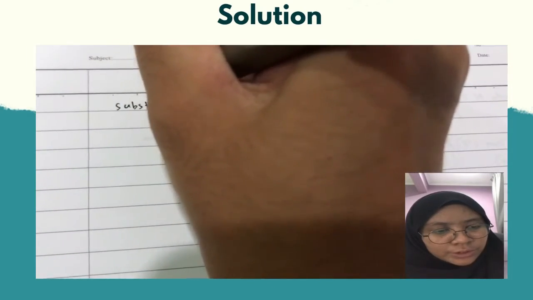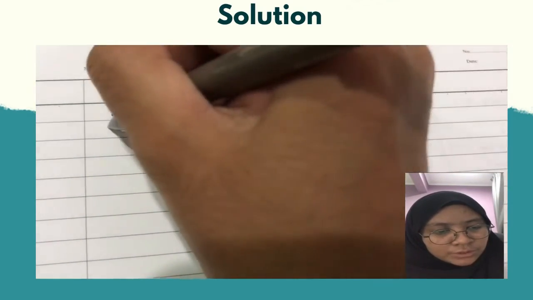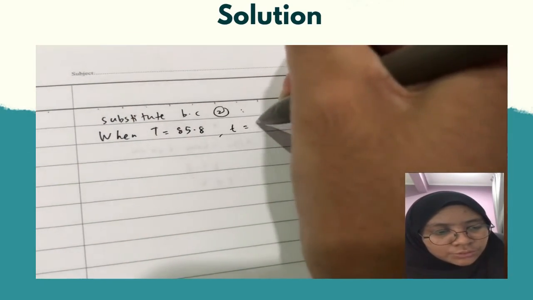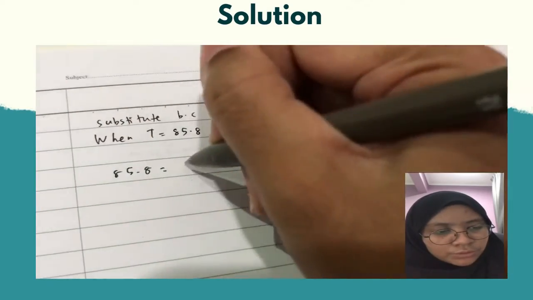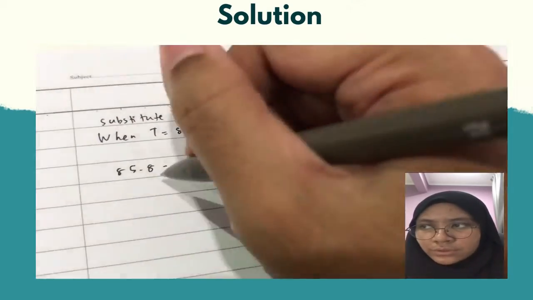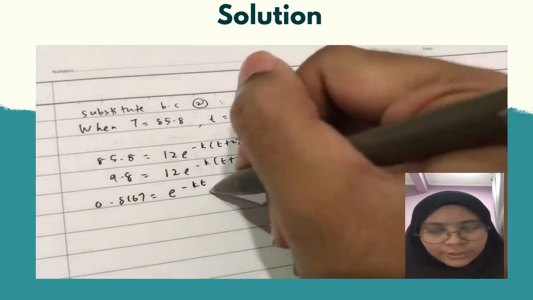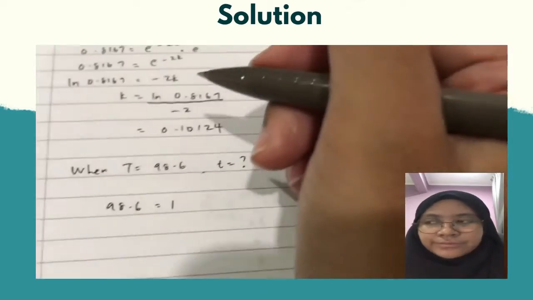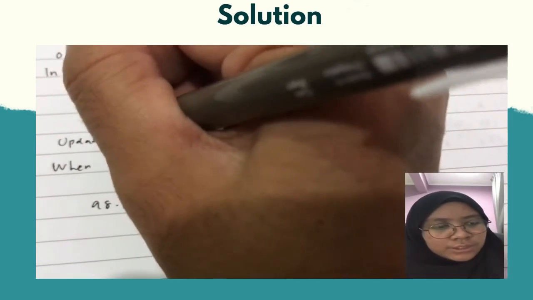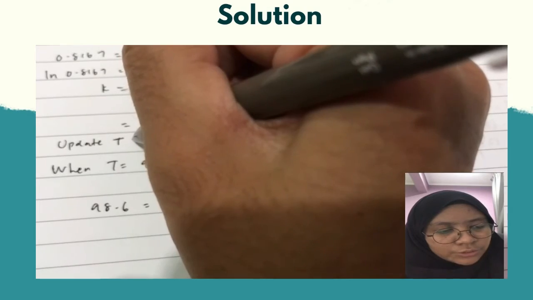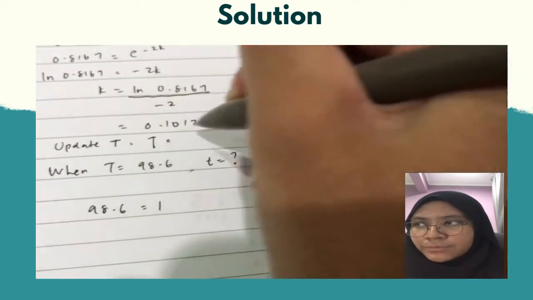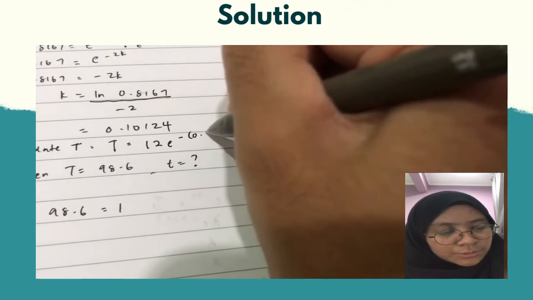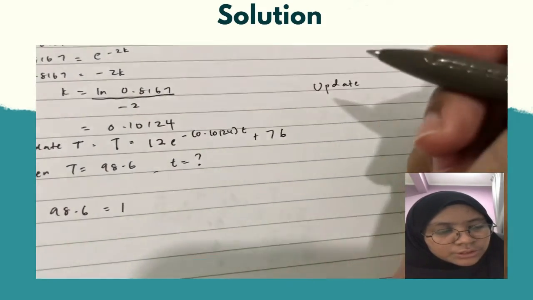And then we continue to substitute boundary condition 2. So when T is equal to 85.8, the time is t plus 2. So we substitute all the value from the information, and lastly we will get the value of k is equal to 0.10124. So from there we will have to update the equation. So T is equal to 12 e to the negative, because we already know the value of k, so we substitute the value 0.10124 t plus 76.